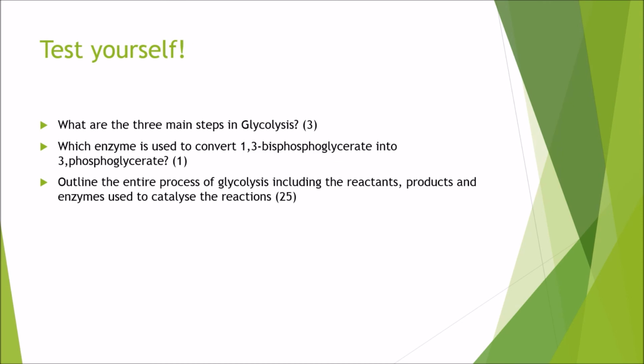Now we come to the end, so now we're at the test yourself section. So here I'm going to ask you 3 questions. I've allocated a number of marks for that, and I want you to try and figure out the answers. I'm not going to tell you the answers, the marks are there just to guide you to how many points you need. So the first question for 3 marks, what are the 3 main steps in glycolysis? For 1 mark, which enzyme is used to convert 1,3-bisphosphoglycerate into 3-phosphoglycerate? Okay, so you do need to make sure you remember those enzymes. And finally, an essay style question for 25 marks, outline the entire process of glycolysis, including the reactants, products, and enzymes used to catalyze the reactions.